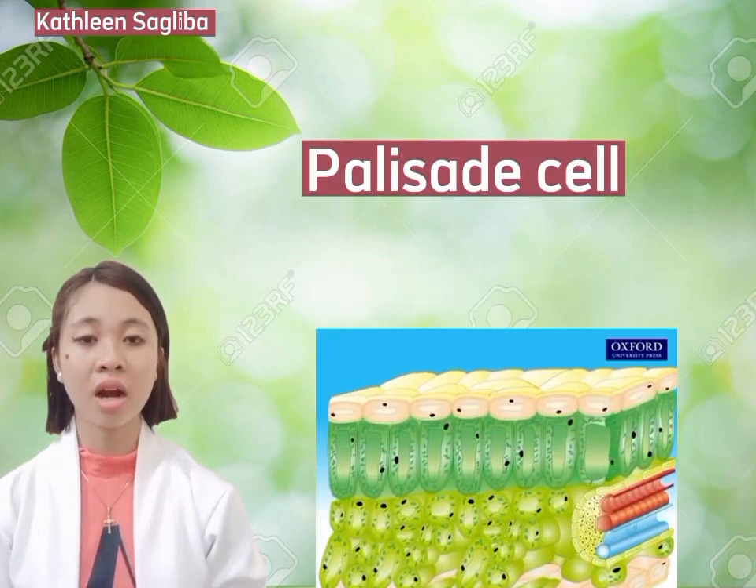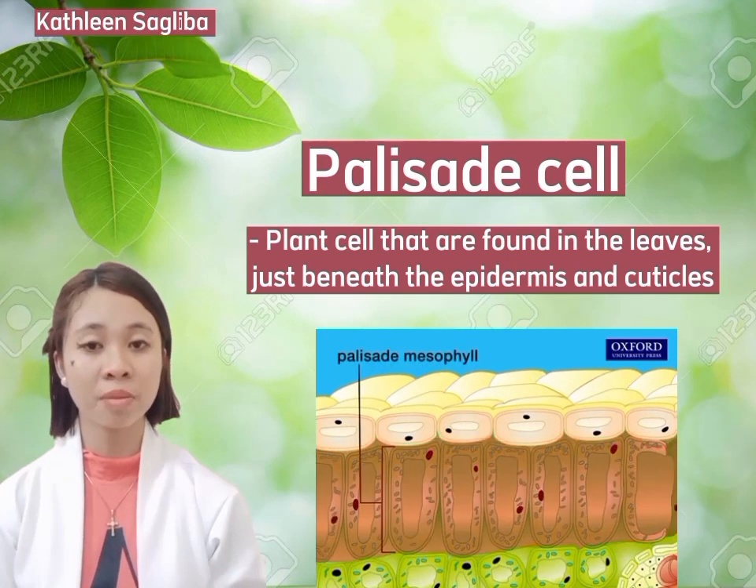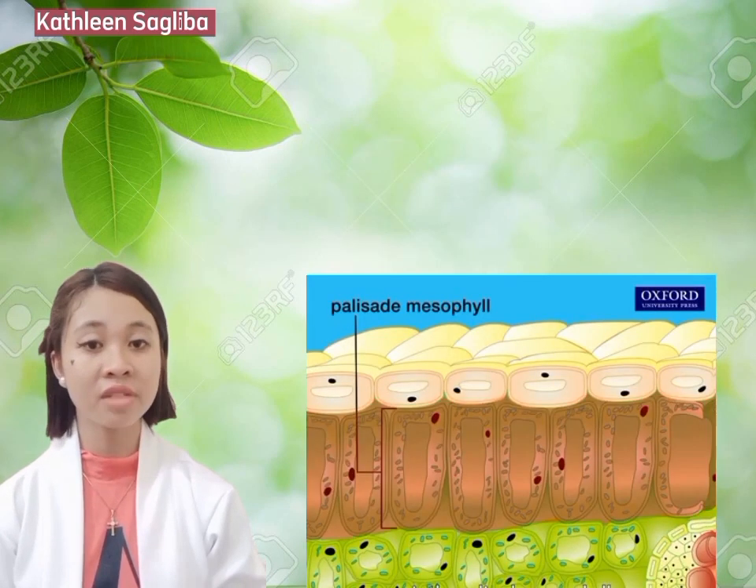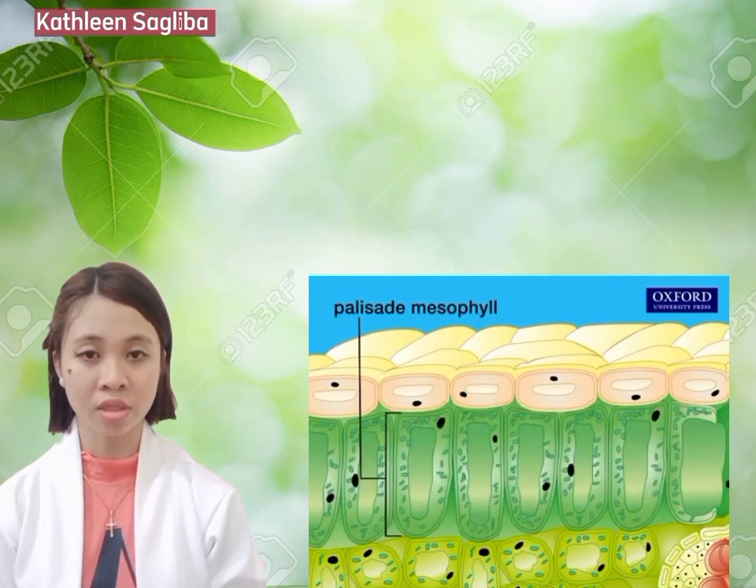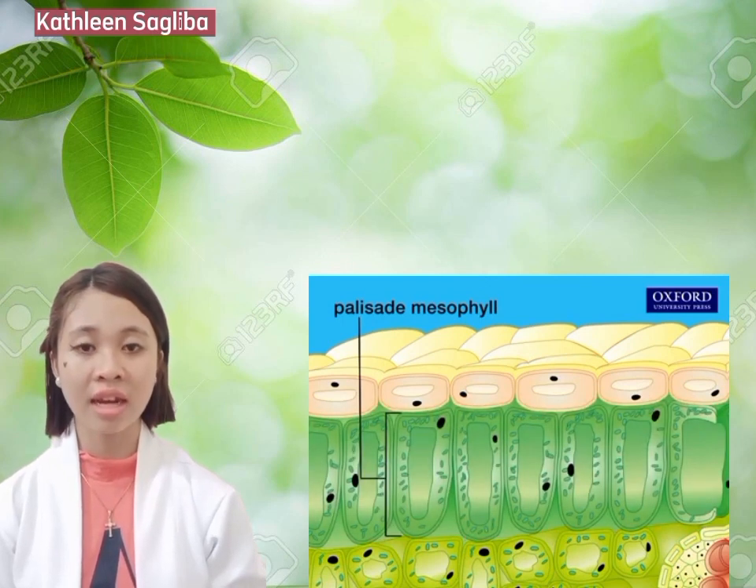Palisade cells are plant cells that are found in the leaves just beneath the epidermis and cuticles. They are known as leaf cells in layman's words. They are vertically elongated, unlike the spongy mesophyll cells beneath them.